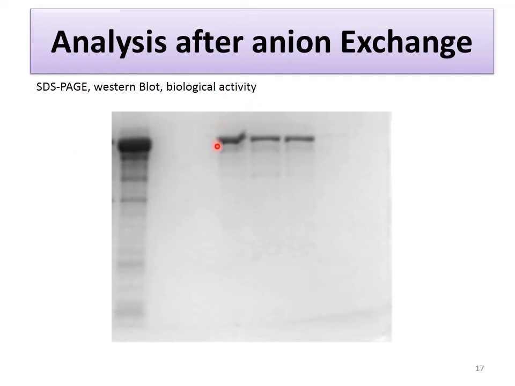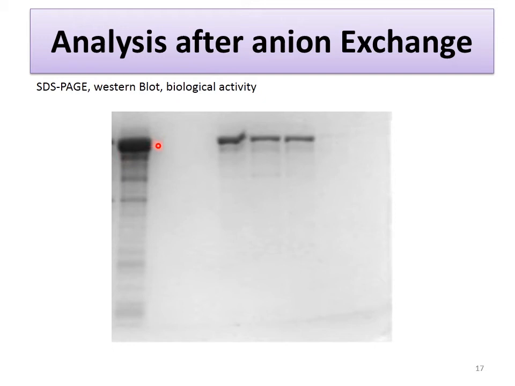So this is the required protein. This was the sample which was loaded onto the ion exchange column. You can see each of the bands represents different types of proteins. And then in this, you can see this is a mixture of proteins. And this was the required protein.